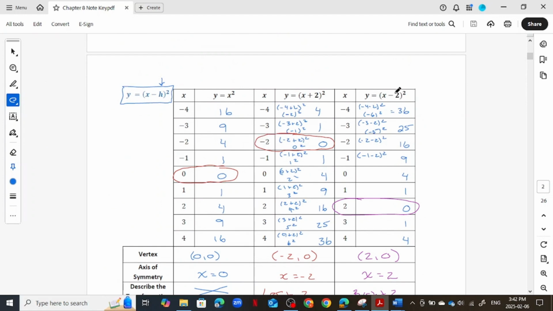I just forgot to mention here that because the equation is minusing 2, I had to make all my x values go up by 2 so that when I minus 2, I ended up with the same y value. So in other words, to get 0, I had to go up by 2 to 2, so that 2 minus 2 is 0, 0 squared is 0. Anyway, just wanted to mention that.